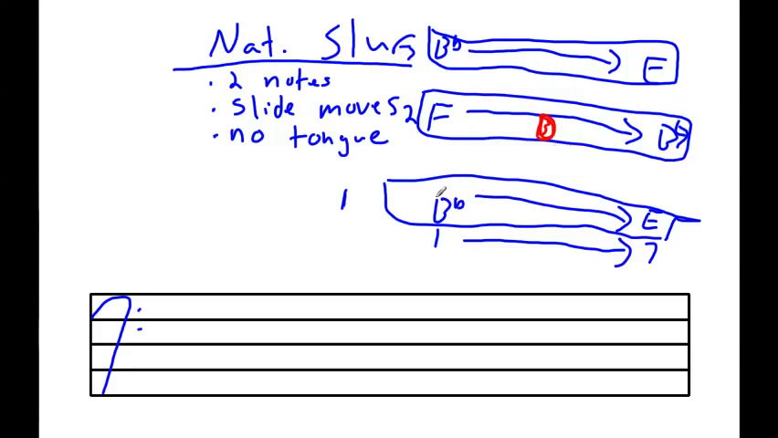I would be moving the slide from first position to fourth position, and I would have to be going up that floor there. And so I would not need a tongue. I would just go from first position to fourth position. The pitch would be going up, and the slide would be going out to get that.